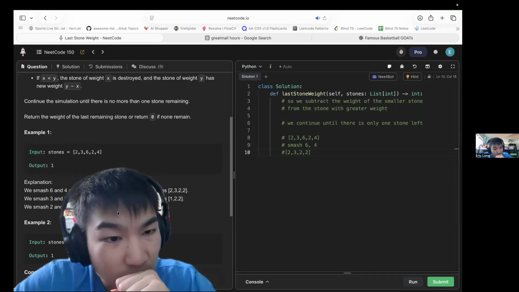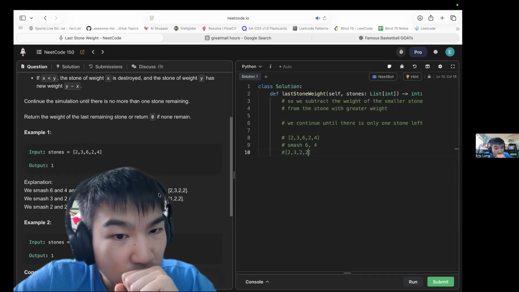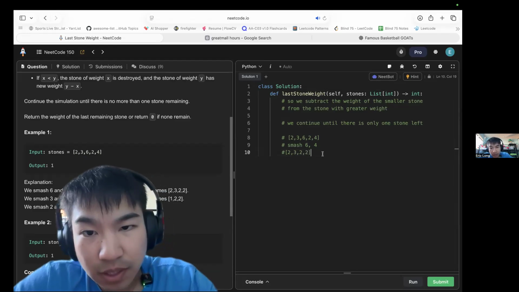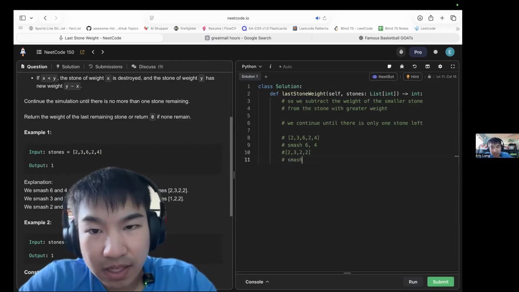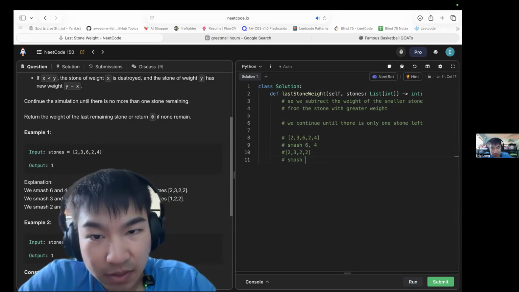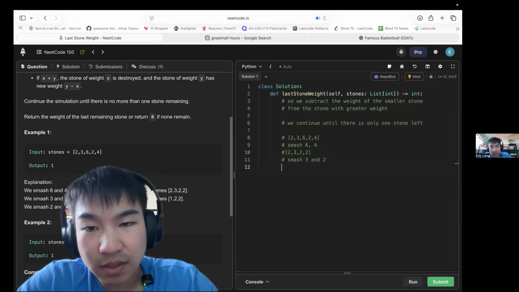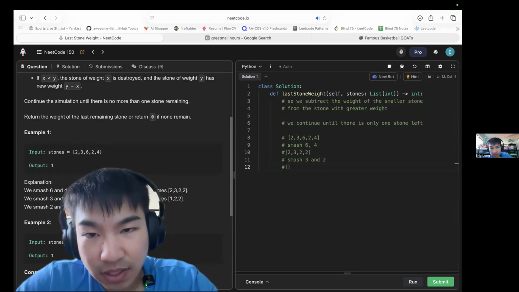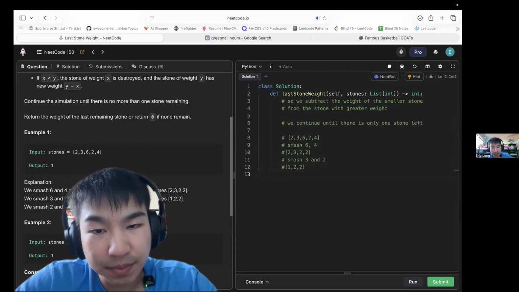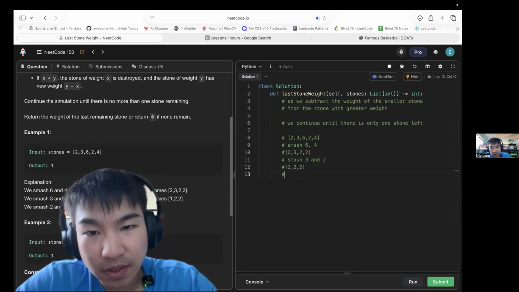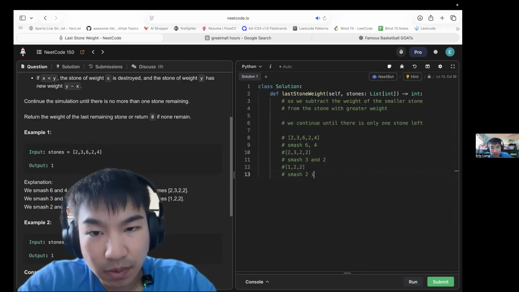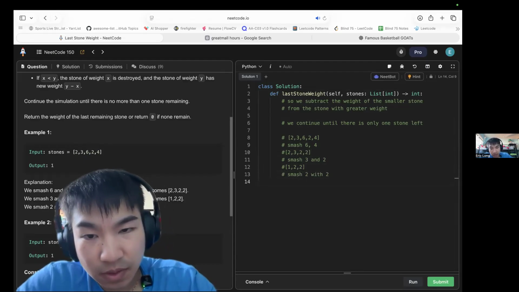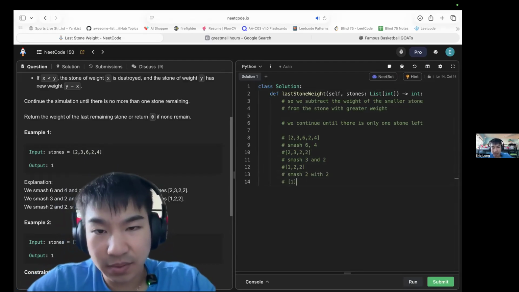2, 3, 2, 2, and now we smash the biggest, 3 and 2. We get 1, since 2 and 3 are gone, so I just get 1, 2, 2. Okay. And we smash 2 and 2, which means 0. Smash 2 with 2, and the answer is just 1. Okay.